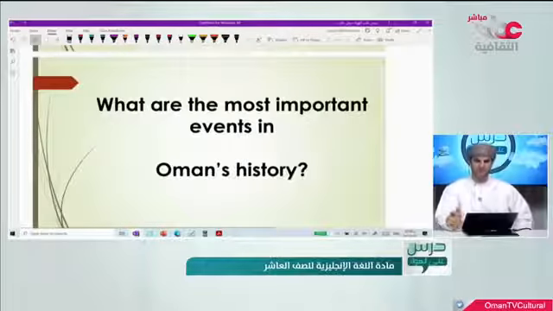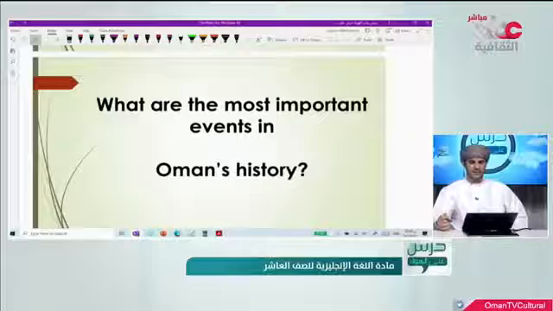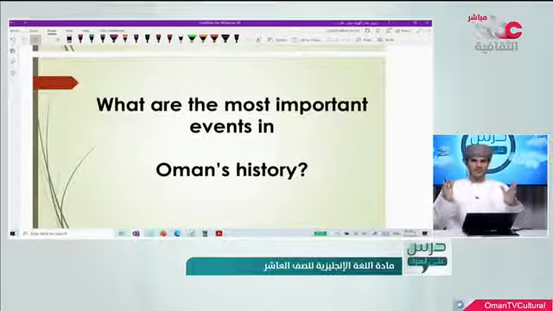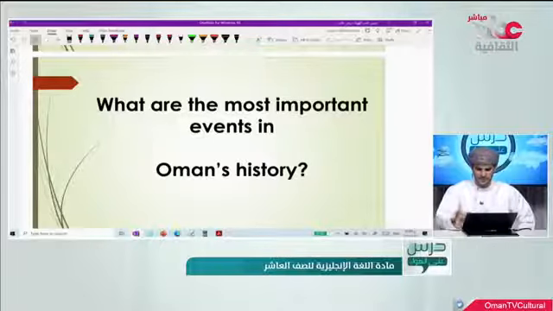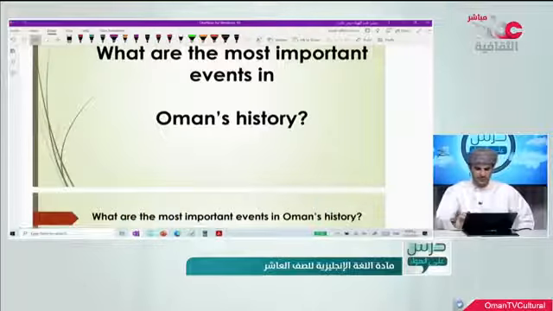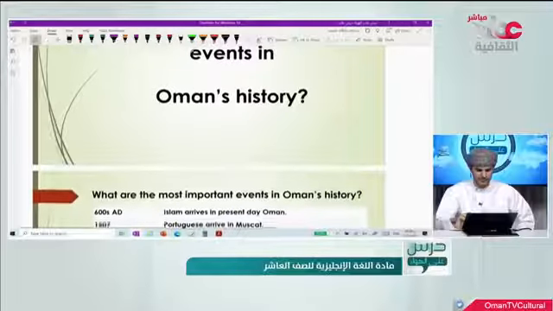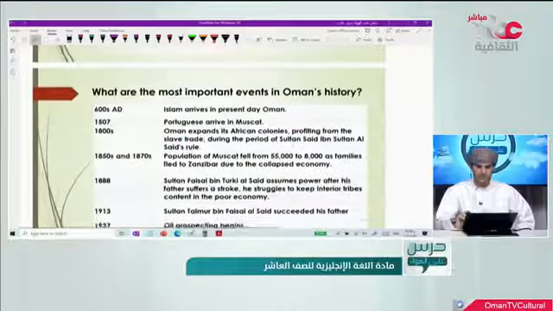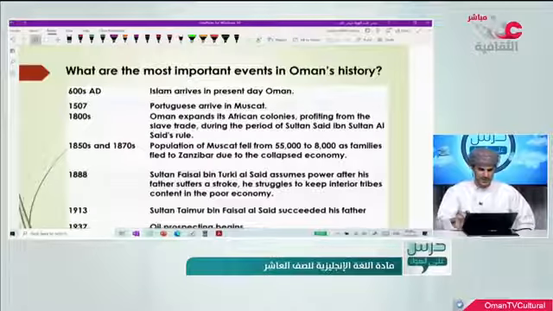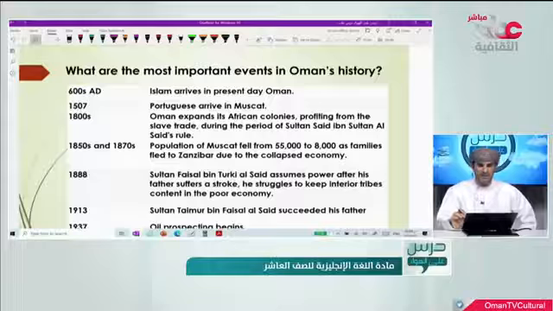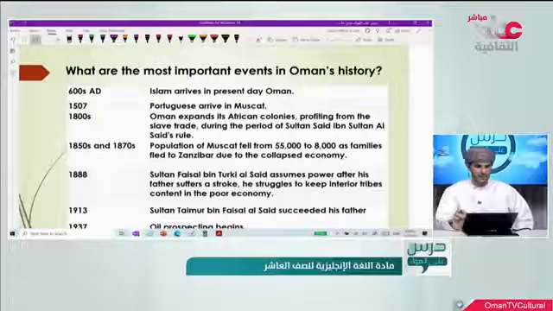What are the most important events in Oman's history, in our country's history? There are hundreds and thousands of events. I just want to spotlight some important events. We have plenty, mashallah. Can you think of any? I'll give you some events that are very important. Look here, in the 600s, Islam arrived. We became Muslim, alhamdulillah. Islam arrives in present-day Oman.